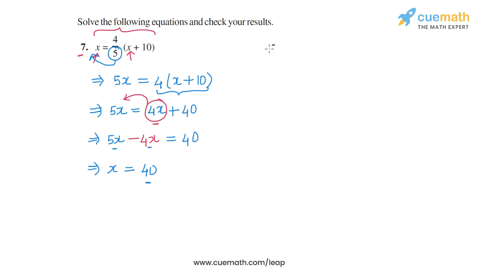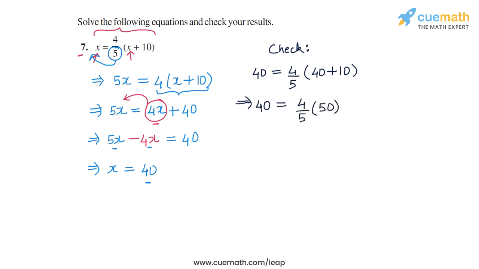Now let's check whether this is correct or not by substituting this value into the original equation. So in the original equation, the left hand side is x, so that's 40, and the right hand side is 4 by 5 times (x plus 10). So 4 by 5 times (40 plus 10). So we have 40 on the left hand side, and on the RHS we have 4 by 5 times (40 plus 10), which is 50.